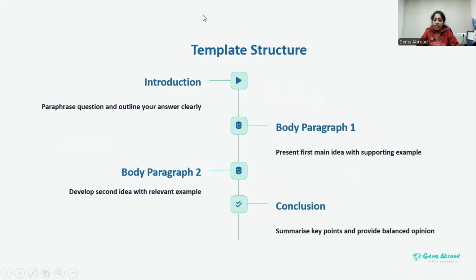Template structure. Introduction: I told you already, you have to paraphrase and outline. Just state your position or opinion. Then comes body paragraph 1. You can support the main idea with supporting examples. In body paragraph 2, you can develop the second idea with a relevant example. And last will be your conclusion. You have to summarize the key points and restate the opinion.